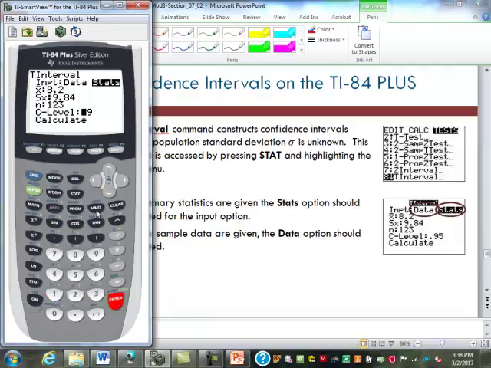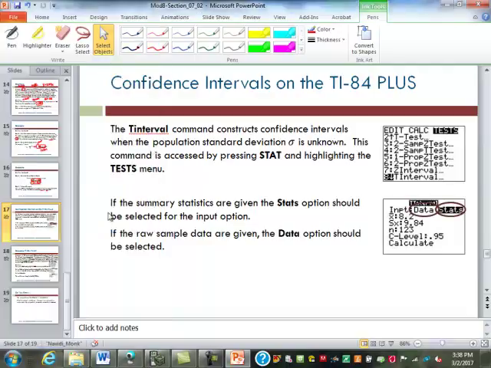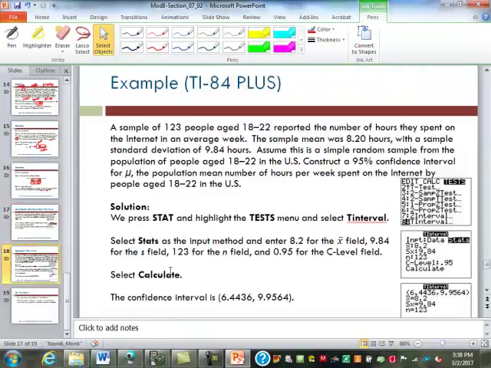Our confidence level now is 0.95. We hit calculate, and it spits out our interval: 6.44, again, they went to a few more decimal places, but 6.44 to 9.96, which is what we had when we did it by hand. So, of course, they're just showing that being finished off here, getting that same result we did down there.